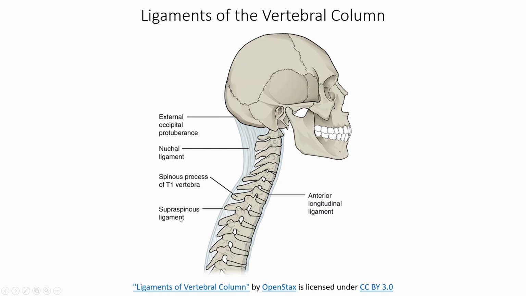We have the supraspinous ligament. This is the ligament that is over the top of the spinous processes. And then the anterior longitudinal ligament is the ligament that runs along the anterior side, or the front, of the spinal column.